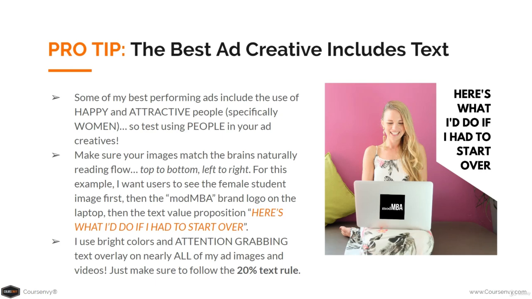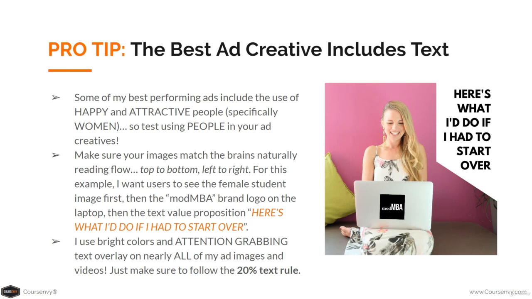So for this example, I want users to see what's in the top left, a female student. Then their eyes pan down to the Mod MBA brand logo on the laptop. Then they finish on the far right, remember left to right, and they read the text value proposition.